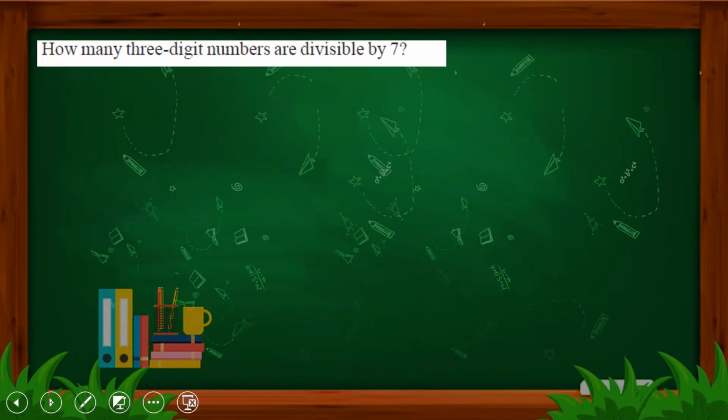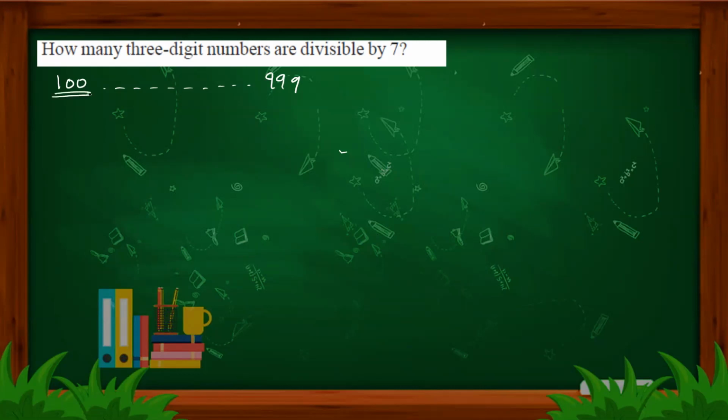Right, let us move on. How many three-digit numbers are divisible by 7? Again, one of the important questions which normally comes in exams. Understand the question first. It says how many three-digit numbers are divisible by 7. A three-digit number starts with 100 and ends on 999. So we need to see first which three-digit number is divisible by 7.